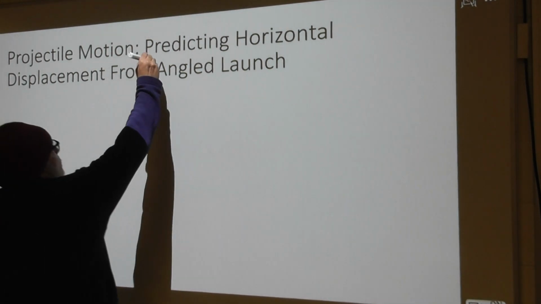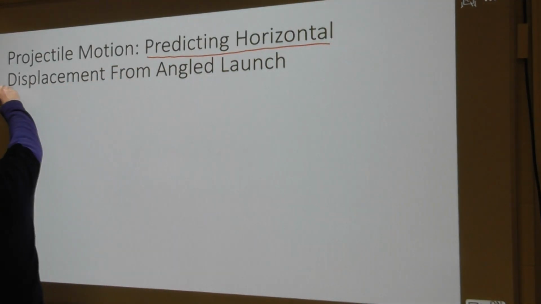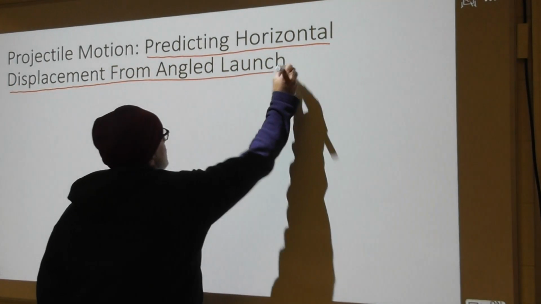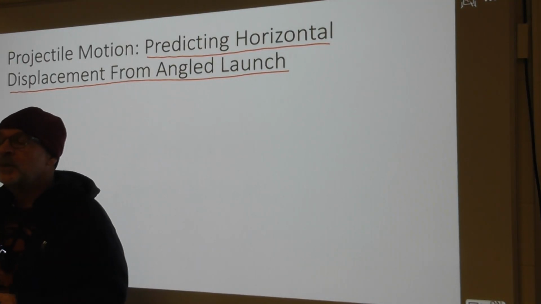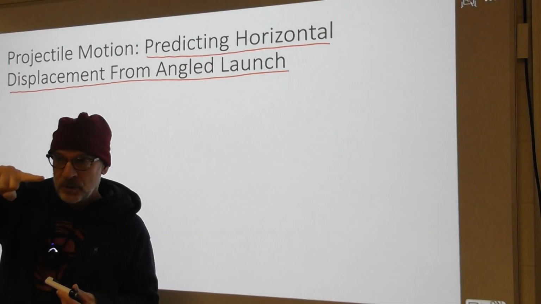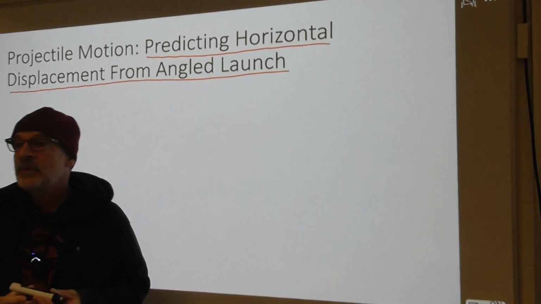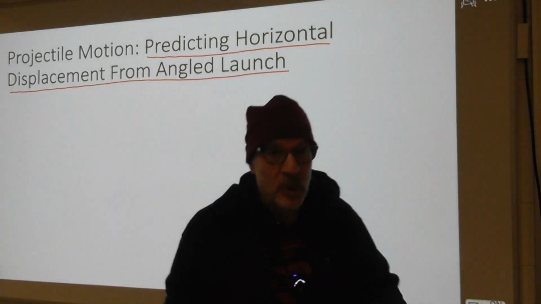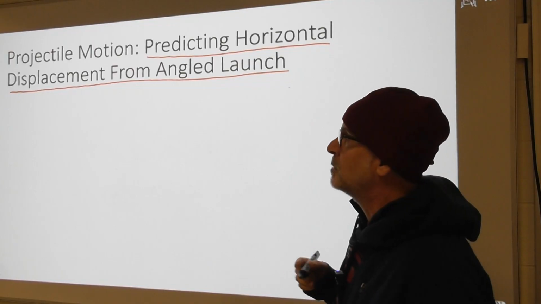So what we're going to do is predict how far something is going to move horizontally when it's launched at some angle. The angle might be 0, by the way, and when things are launched at a 0-degree angle, they're launched perfectly horizontally. And that's a special case. That's even simpler, and you'll have a chance to solve these problems.